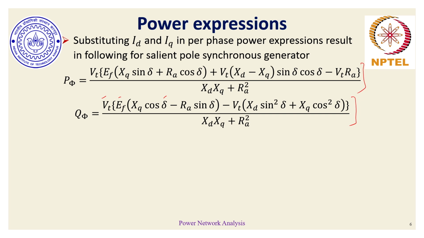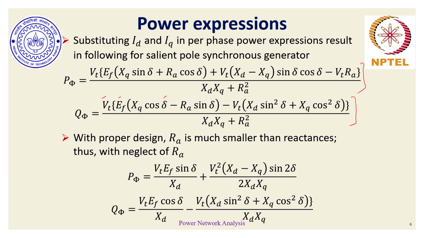So from there, if we now try to see, can there be any approximations? Yes, usually in a properly designed machine, the armature winding resistance Ra is very small. So if we neglect the resistance in the windings, and put Ra as 0 in these expressions here, these two equations respectively tone down to these two forms. And the expressions shown over here are the power delivered by the salient pole generator with 0 winding resistance.